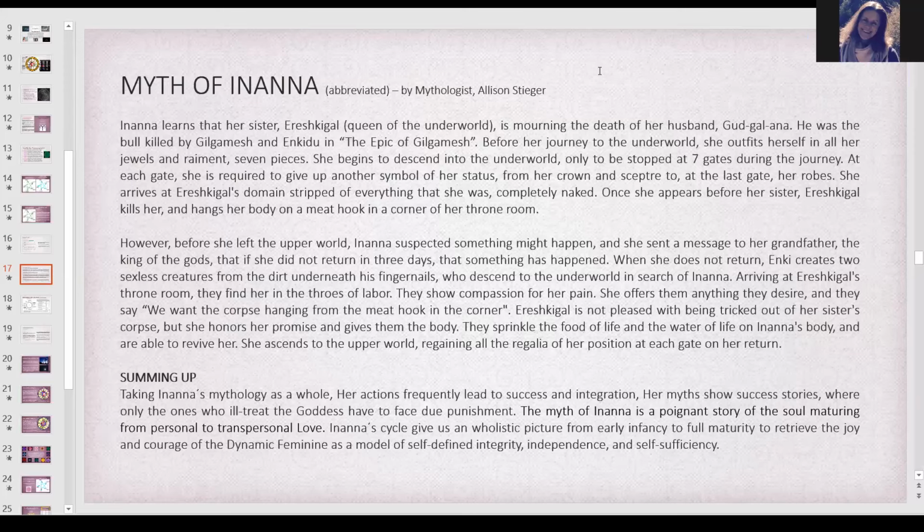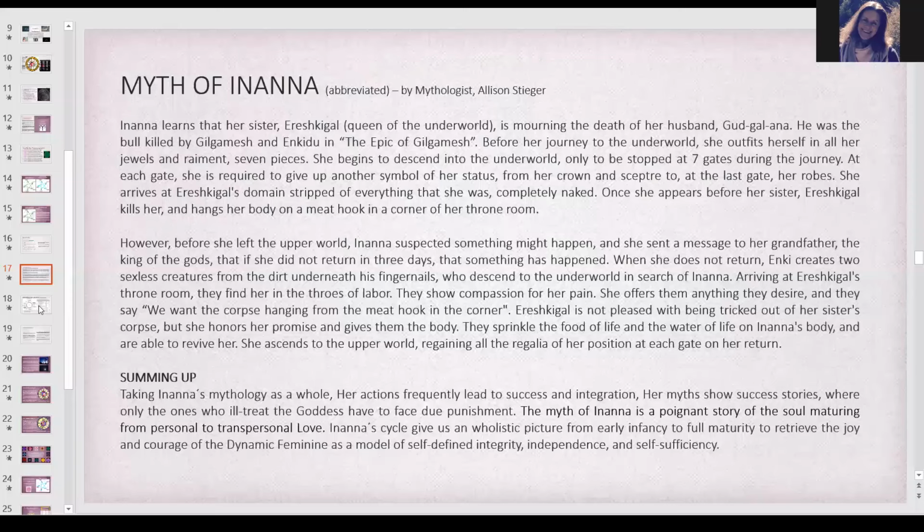Summing up, taking Inanna's mythology as a whole, her actions frequently lead to success and integration. Her myths show success stories, where only the ones who ill-treat the goddess have to face due punishment. The myth of Inanna is a poignant story of the soul maturing from personal to transpersonal love. Inanna's cycle gives us a holistic picture from early infancy to full maturity to retrieve the joy and courage of the dynamic feminine as a model of self-defined integrity, independence, and self-sufficiency.